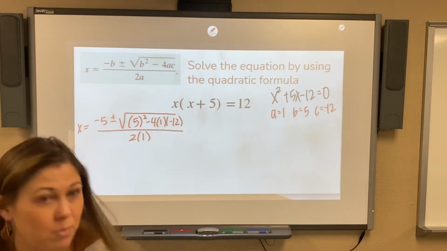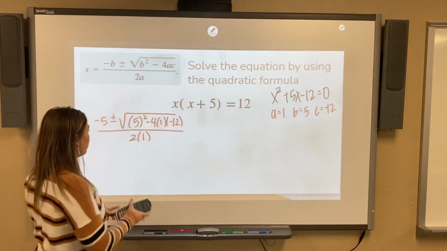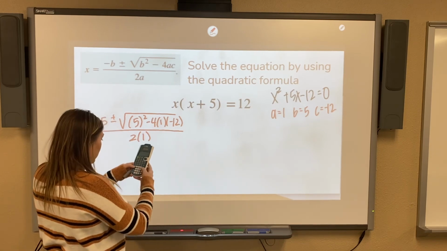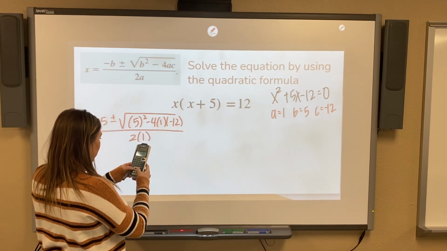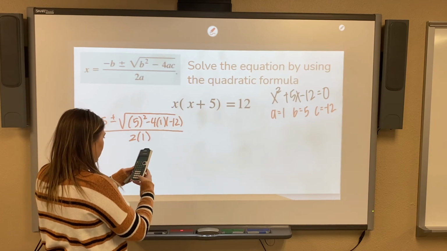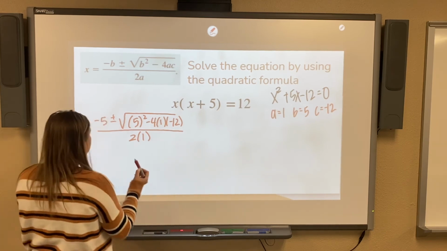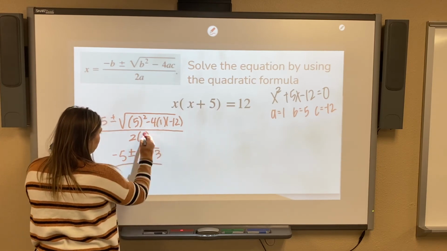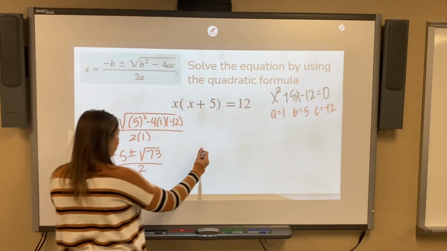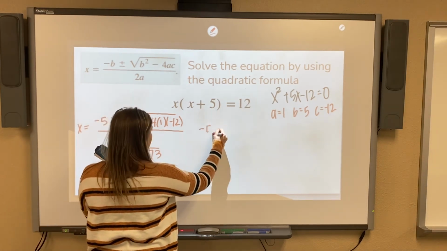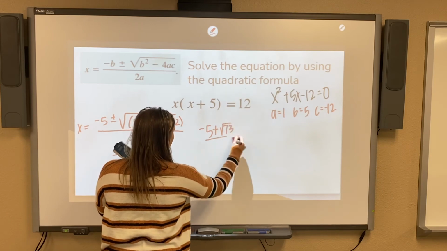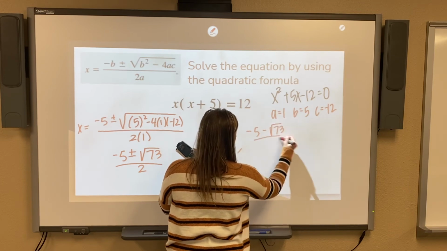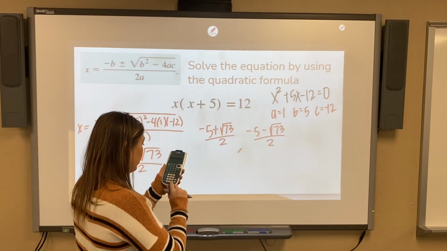So first what I put in my calculator is this square root part. I take the square root of 5 squared minus 4 times 1 times negative 12, and I get the square root of 73. So I get negative 5 plus or minus the square root of 73 divided by 2 times 1, which is 2. So now I'm going to break this up to say negative 5 plus the square root of 73 over 2, and then negative 5 minus the square root of 73 over 2. And we're going to type that into our calculator just like that.